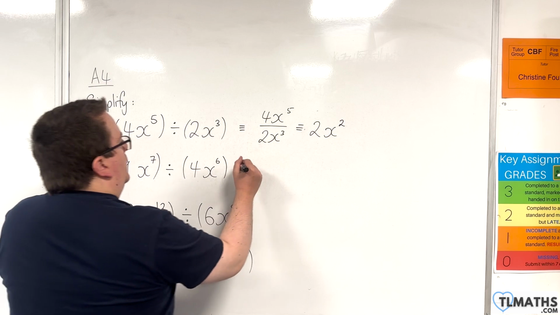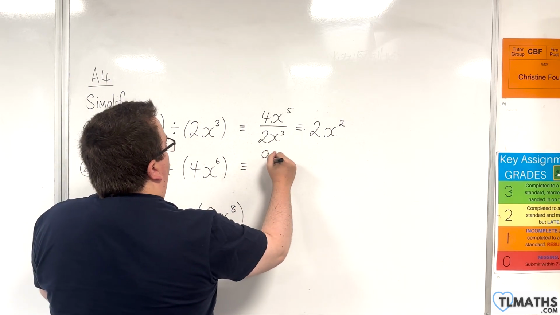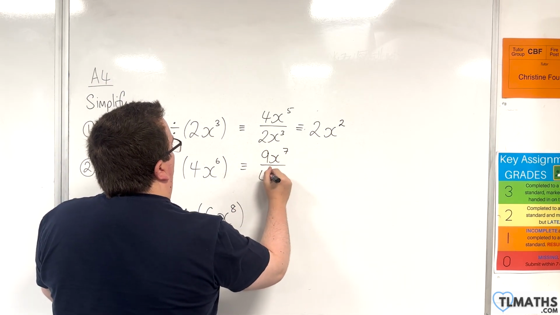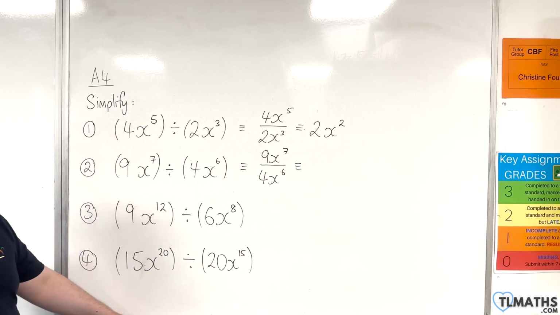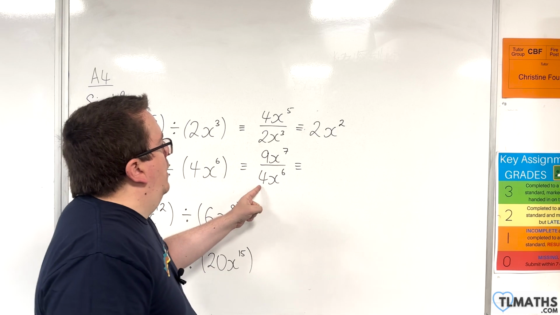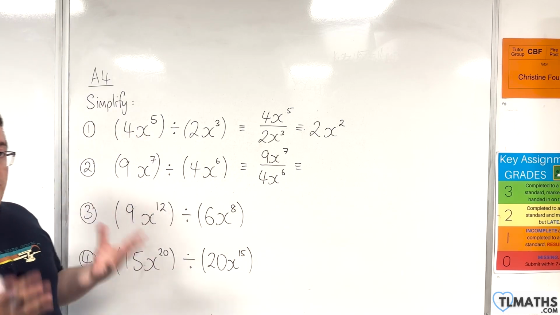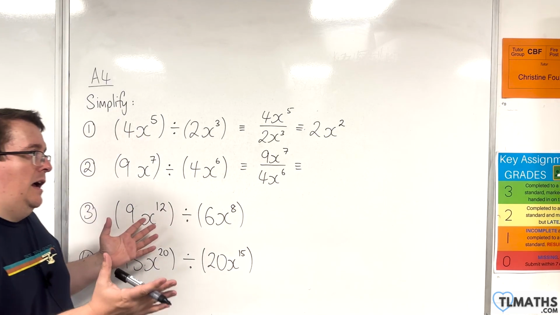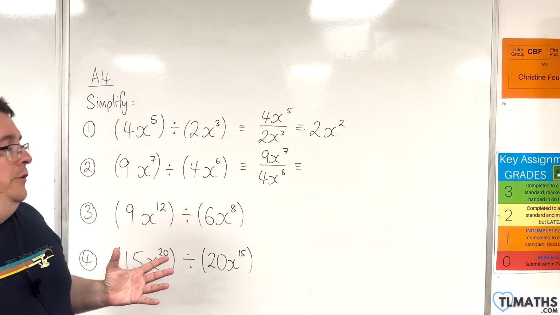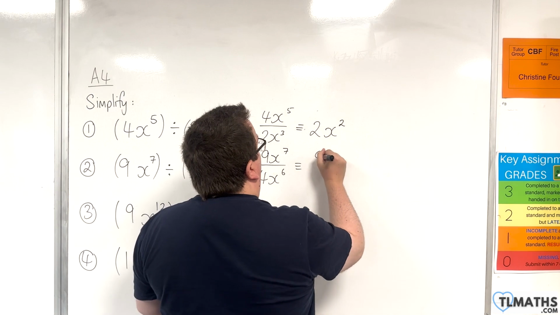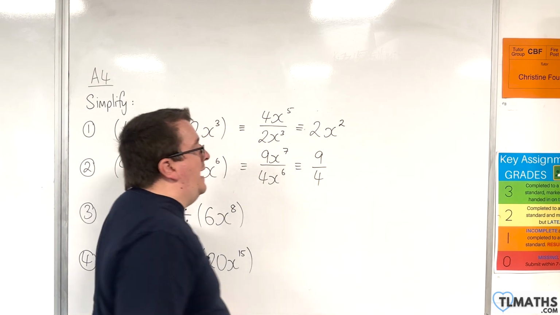Number 2, we want to write that as 9x to the 7 over 4x to the 6. Now deal with the coefficients first. 9 over 4. Now 9 divided by 4, you could go into decimals, but we really don't want to. So 9/4 is the best we can really get there.